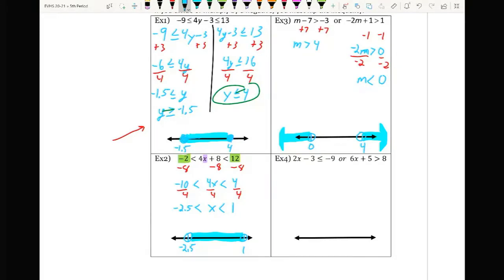Okay, for number 4, we've got no choice. We have to solve these separately. Here we're going to add 3. That gives me 2x is less than or equal to negative 6. Divide by 2 gives me x is less than or equal to negative 3.